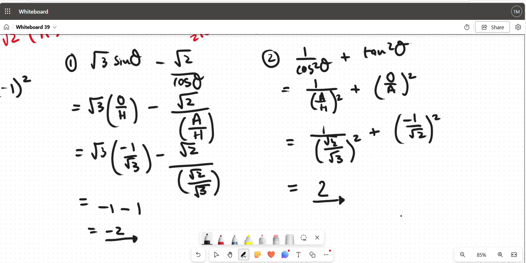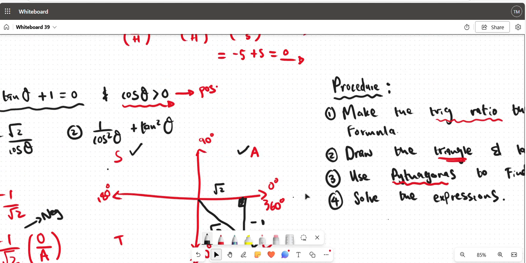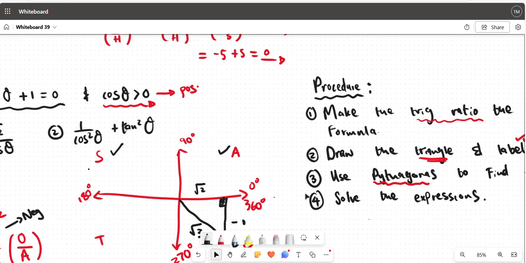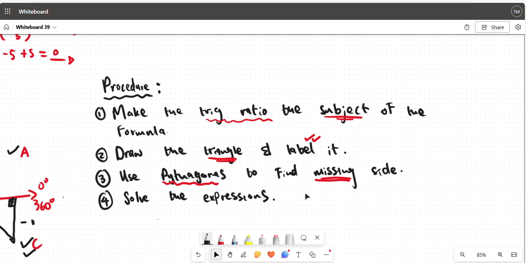And there we go. So just to recap, the procedure stays the same depending on whether you're given a range or whether you're given this trig ratio, whether it's positive or negative. So the procedures are always going to be the same. Number 1, you use your trig ratio and you make the trig ratio the subject. So you take the equation that's given and you make the trig ratio the subject. Number 2, you need to draw your triangle. Firstly, you need to establish where your triangle needs to be, and once you've drawn it, you label the triangle.